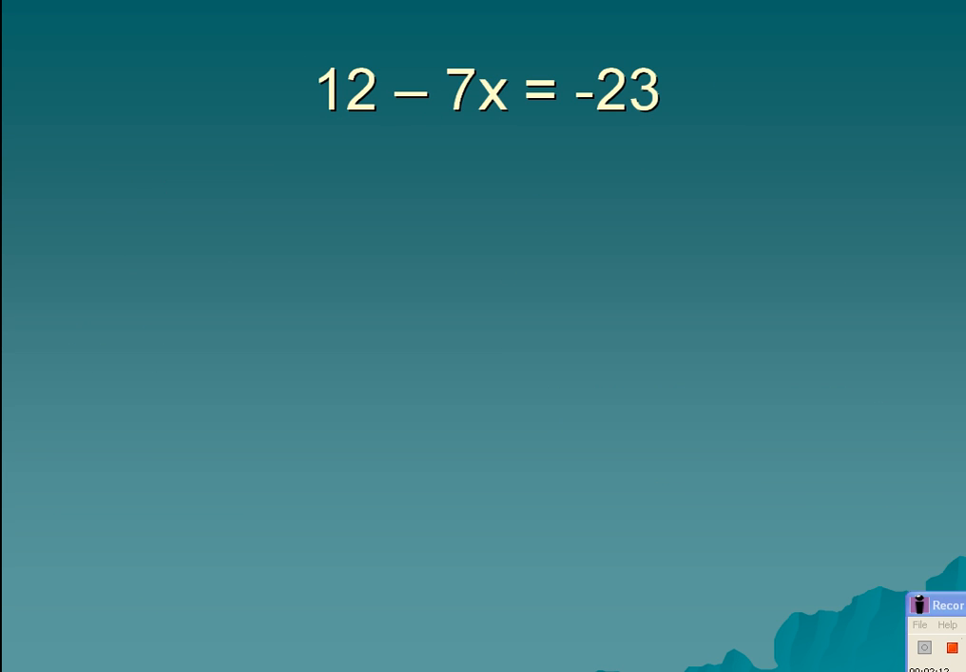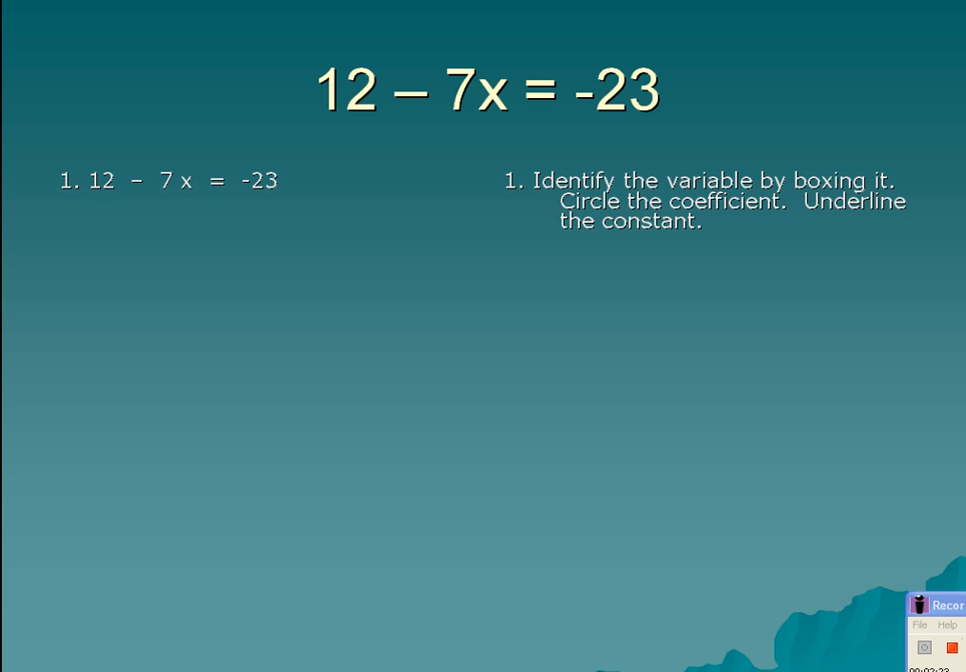The next problem is a little bit different. It's 12 minus 7x equals negative 23. Same thing as the last problem. The first step that we're going to do is identify the variable by boxing it. Notice here the variable is in a different place. We're still going to box the variable. Second part, we're going to circle the coefficient. Notice that I'm circling the negative sign with the 7. Finally, we're going to underline the constant.